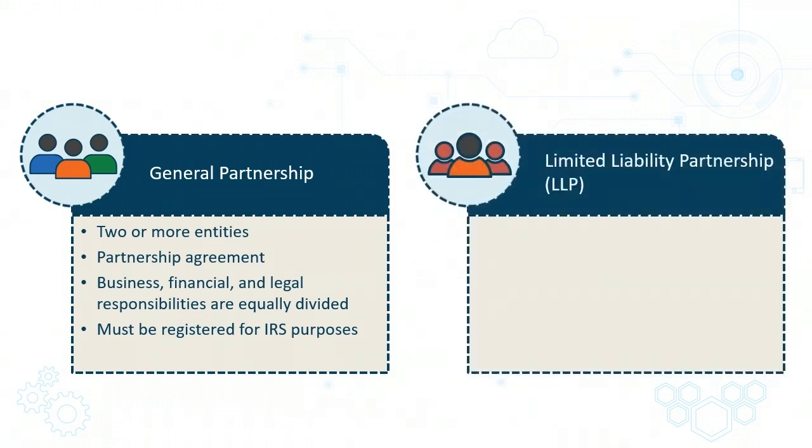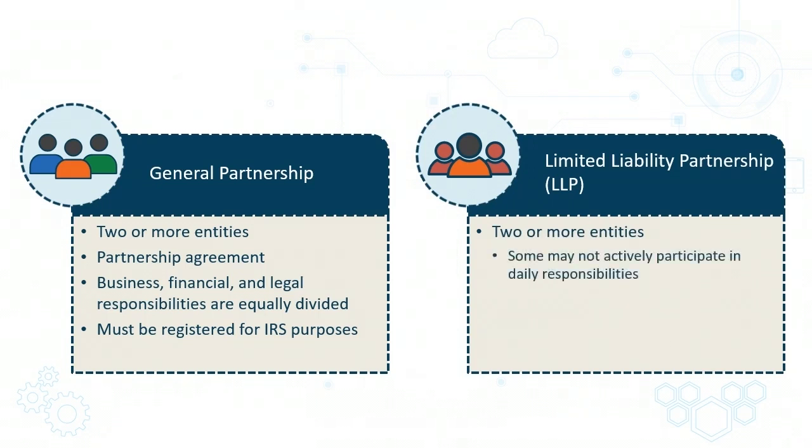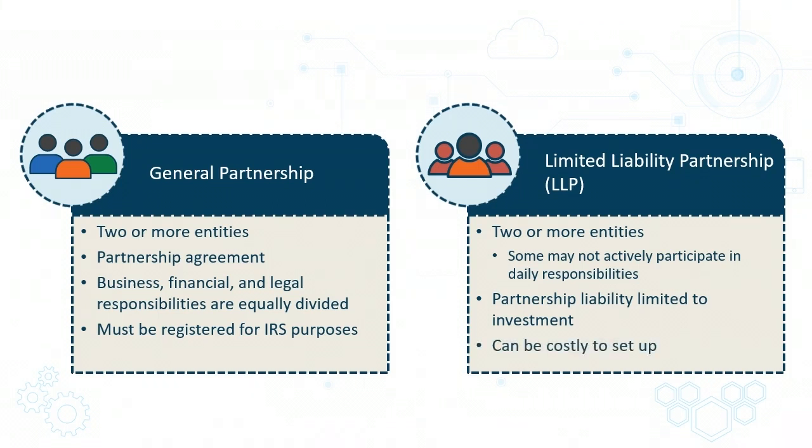A limited liability partnership is normally organized by general partners that are responsible for getting the limited partners to join the partnership. The limited partners are not personally liable for any of the liabilities and are not included in many of the day-to-day operations. These can be very complicated to set up and are expensive.